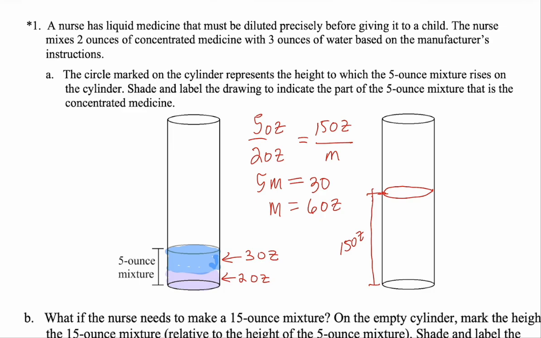Now, another way to do it, if we multiplied this by 3, so that became 15 ounces, then we have to multiply each of those by 3. So it should make sense that we would get 6 for the medicine here, and we would get 9 ounces for the water here.